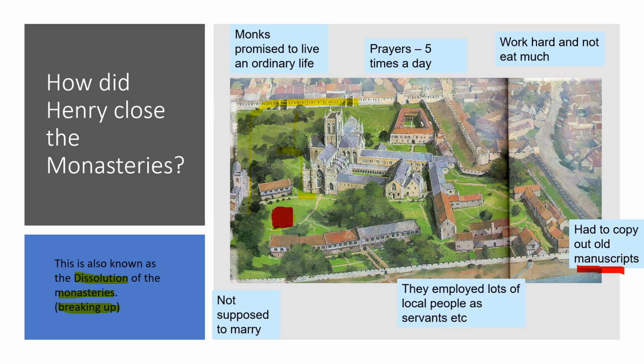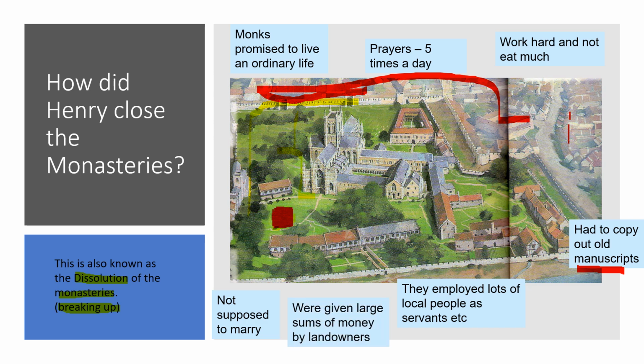They employed lots of local people as servants or to help out, so they were an employer of all these people in the area. They would give them work, so they had quite a big role for their community. They were given large sums of money by landowners, and they gave money to local widows. So those that struggled to support themselves and their families, they would help and support them.